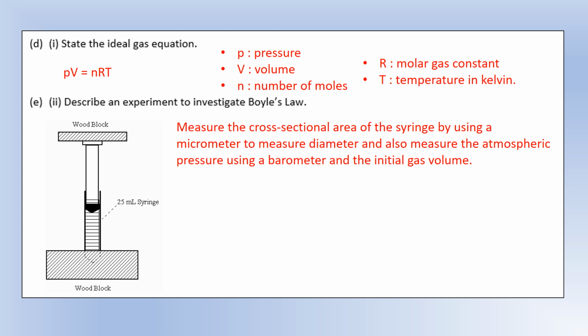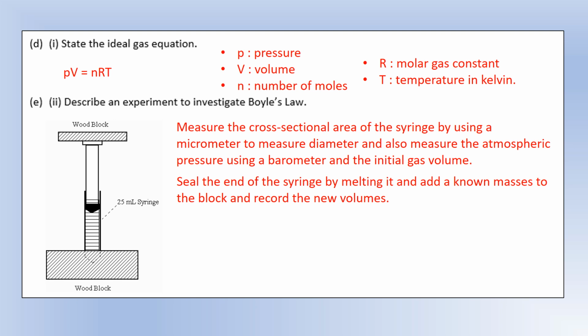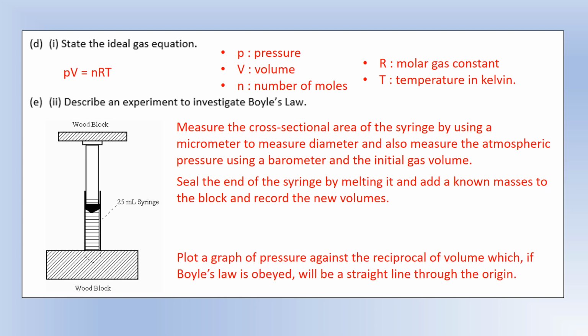The other thing I'm going to do is measure the atmospheric pressure using a barometer or a pressure gauge. So we've got measurements of initial pressure and initial volume because the syringe has volume lines on the side. We're going to seal the syringe so we've got a fixed number of moles of gas, and we're going to add masses to the wooden block and record the new volume as we add those masses. We're going to end up plotting a graph of pressure against the reciprocal of volume, and if they're inversely proportional, that graph should be a straight line through the origin.